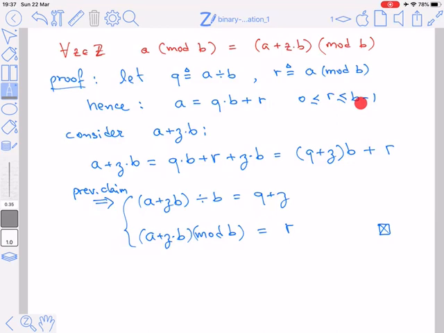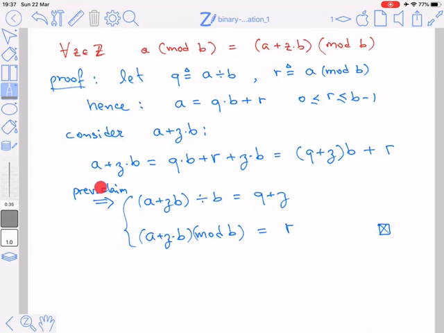Now, let's add Z times B to A. So A plus Z times B is simply QB plus R plus Z times B, because A equals QB plus R. This is the Z times B we're adding. Now let's rearrange things. We get that A plus Z times B equals (Q plus Z) times B plus R. Now this is a representation of A plus Z times B as a multiple of B plus a remainder, where the remainder is between 0 and B minus 1.